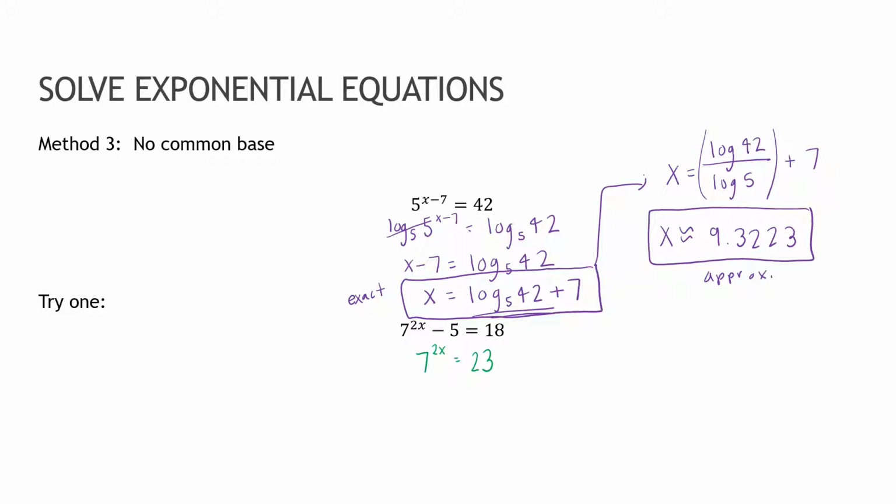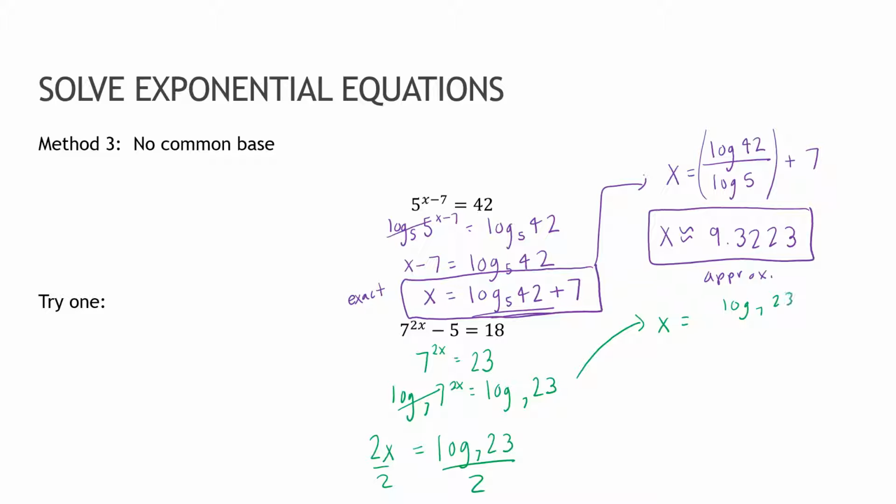Again, the base is 7. So I'm taking log base 7 of 7 to the 2x, and then log base 7 of 23. This side I'm using the power rule to bring 2x to the outside. Log base 7 of 7 is 1, so 2x times 1 is just 2x. On this side I still have log base 7 of 23. If I want the exact answer, I'm going to divide each side by 2. That gives me x equals log base 7 of 23 over 2. That would be my exact answer.